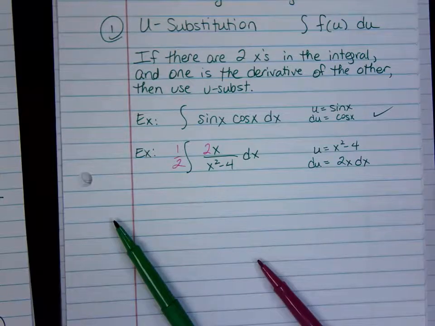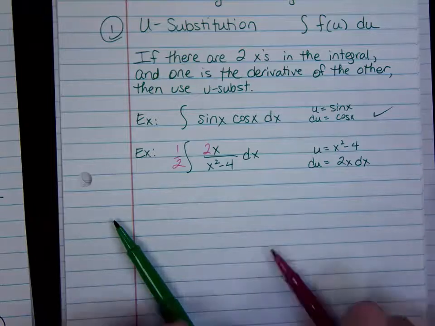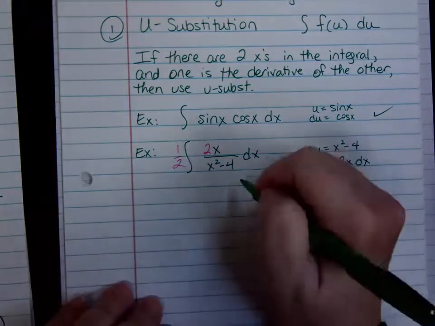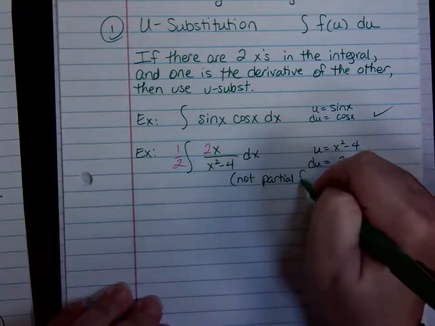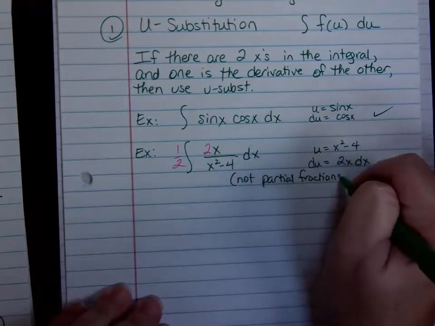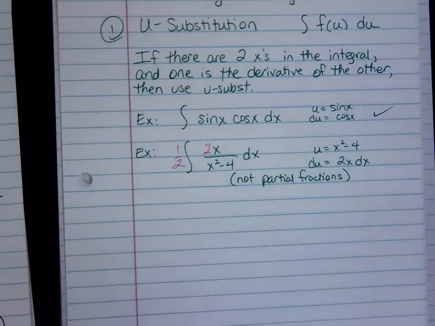Now, I believe that this problem could be done with partial fractions, but it's a lot more work. Okay, this is a very simple u-sub. Very simple u-sub. Okay? So be careful. This is not partial fractions. Okay? Now, like I said, I haven't tried it, but I think it could be. But partial fractions is more work. U sub is the easiest method of all. Actually, easier than that is just take the integral of each term. That's the easiest method of all.